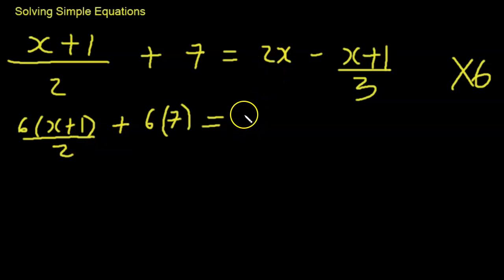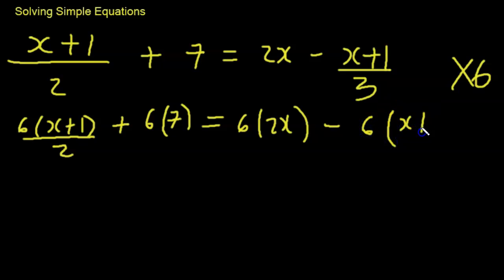So 6 times 2x and 6 times x plus 1 all upon 3. So that's step 1. As we've been doing, multiply each term by the LCM 6. And the very next step is the reason why we multiply by 6, to get rid of the bracket. Alright?